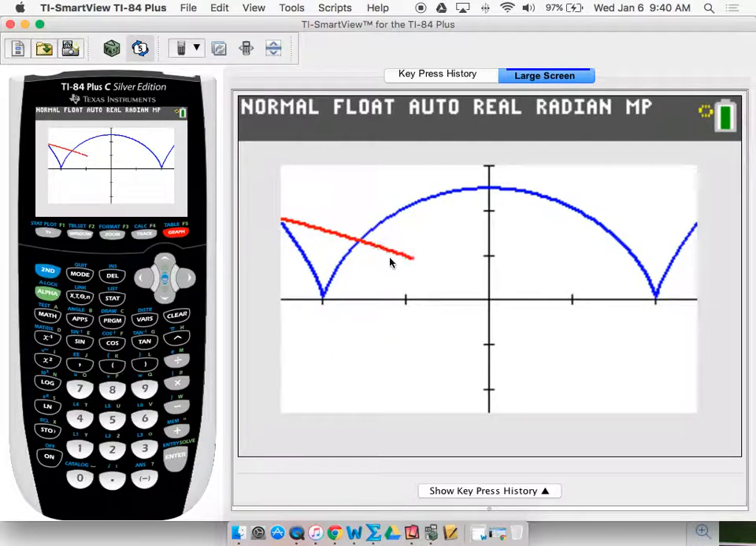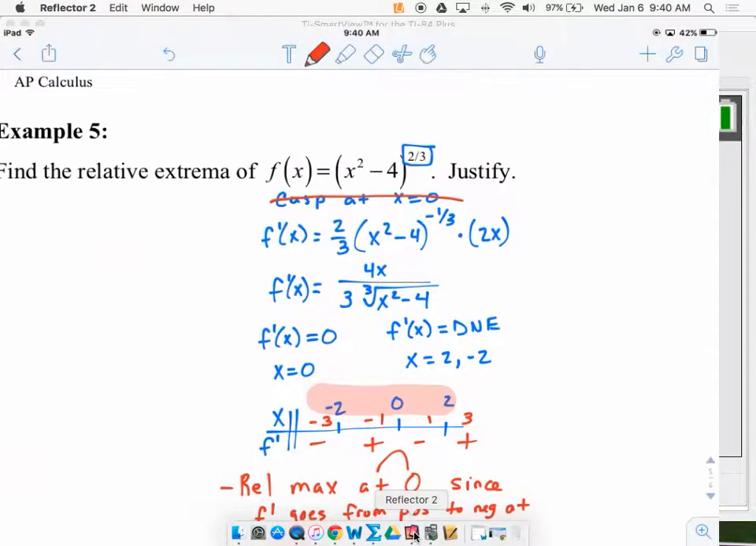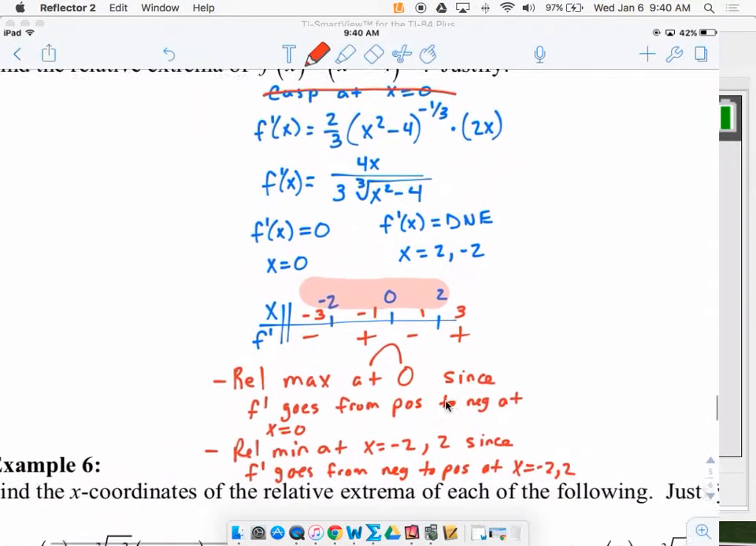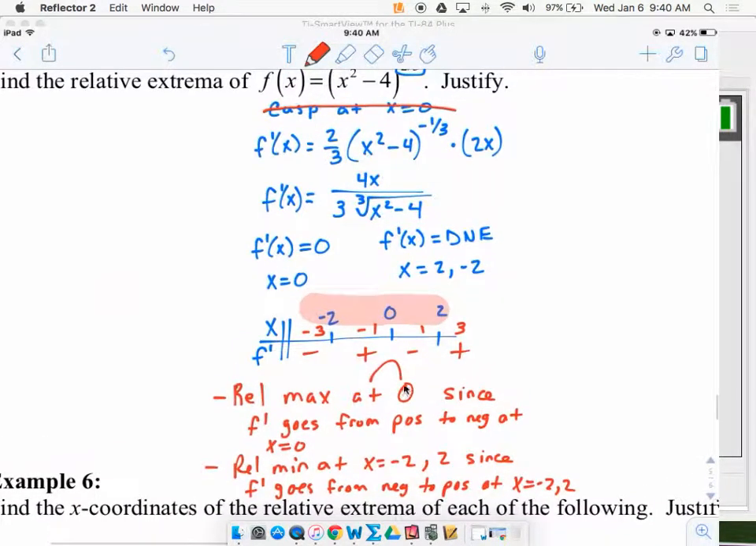So if it's a regular x to the 2/3, now you get your cusp. All right, so the x squared minus 4 changes it. Probably 80%. Yeah. But again, doing the calculus, you did have the right answer.